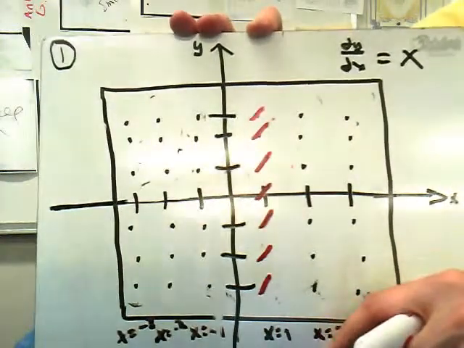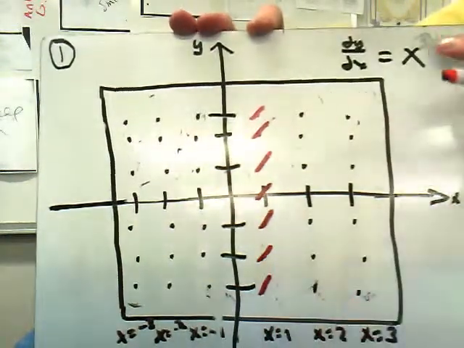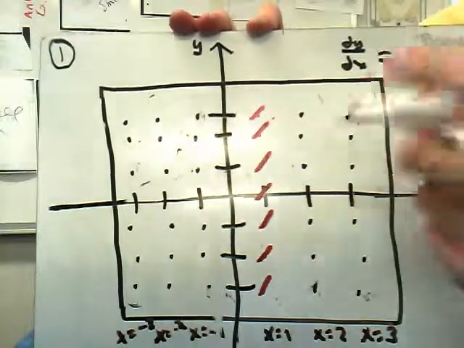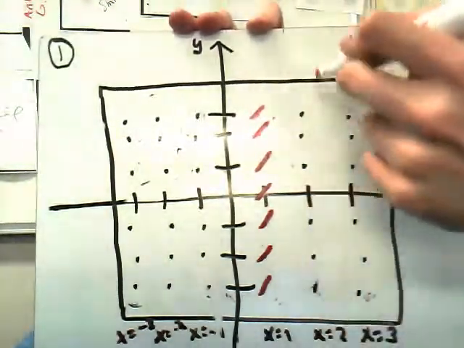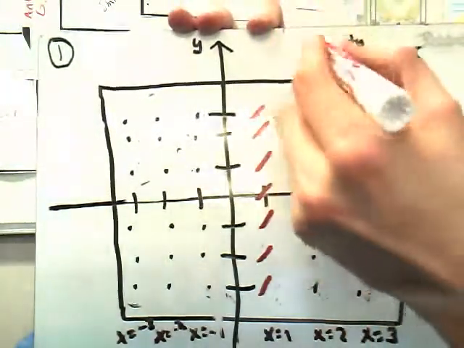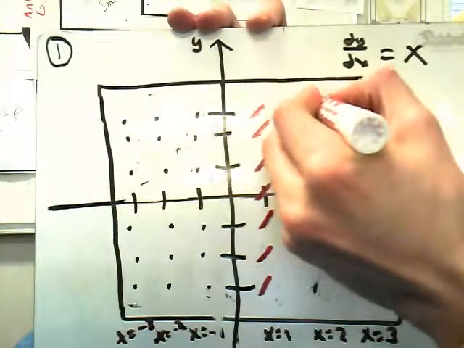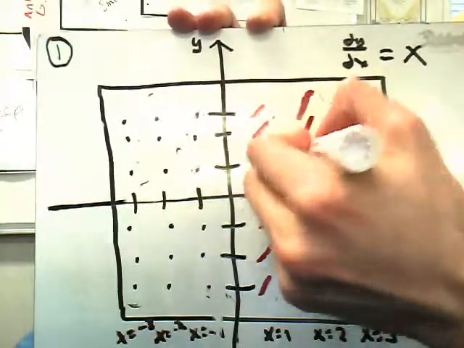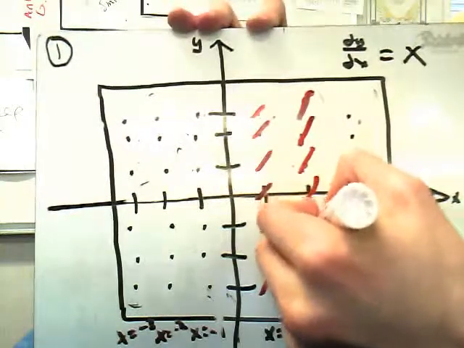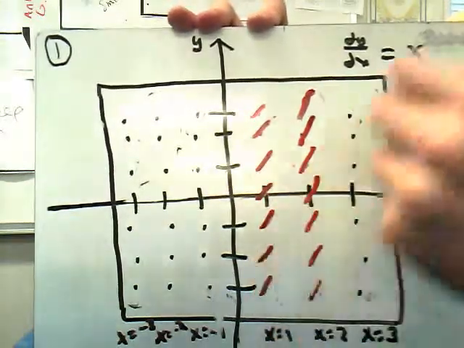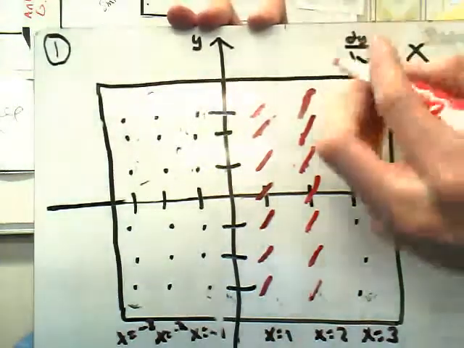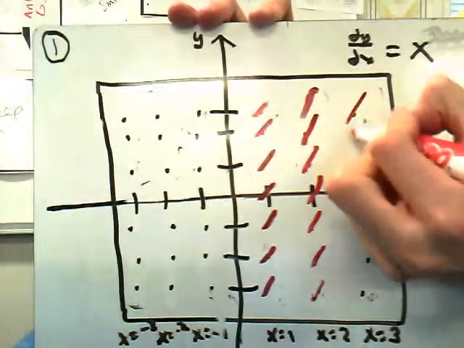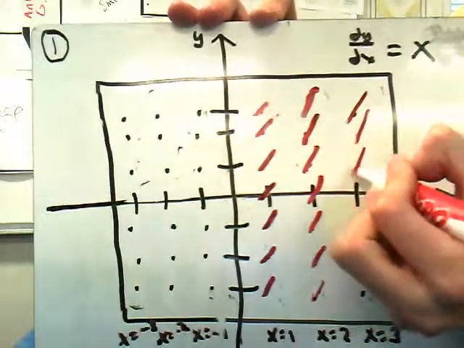At x is equal to 2, we're going to have a slope of 2. So at every point where x is equal to 2 along that vertical line, draw a slope of 2. At x is equal to 3, we're going to draw an even steeper slope, approximately.